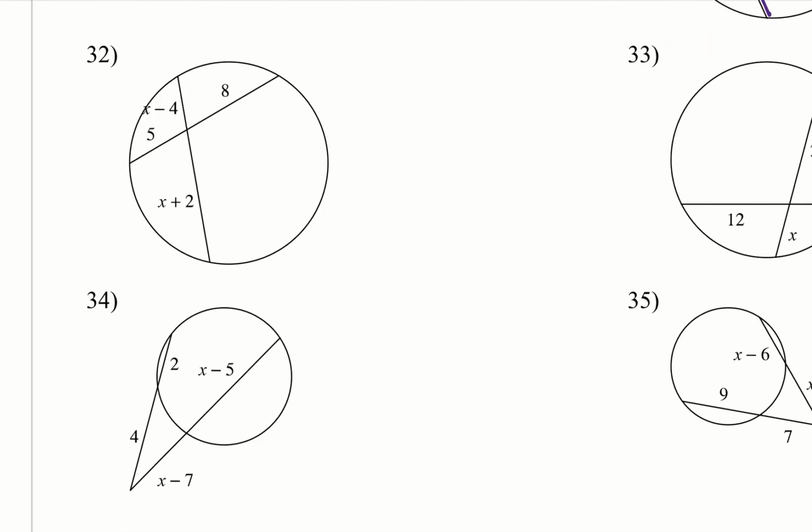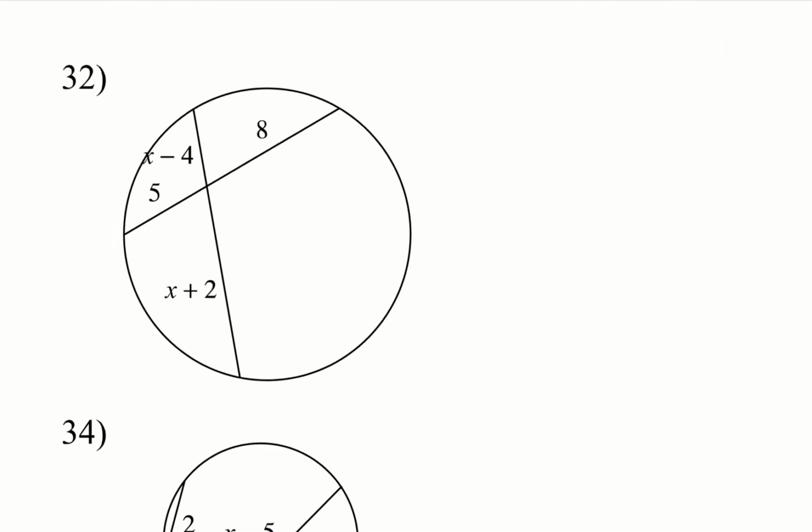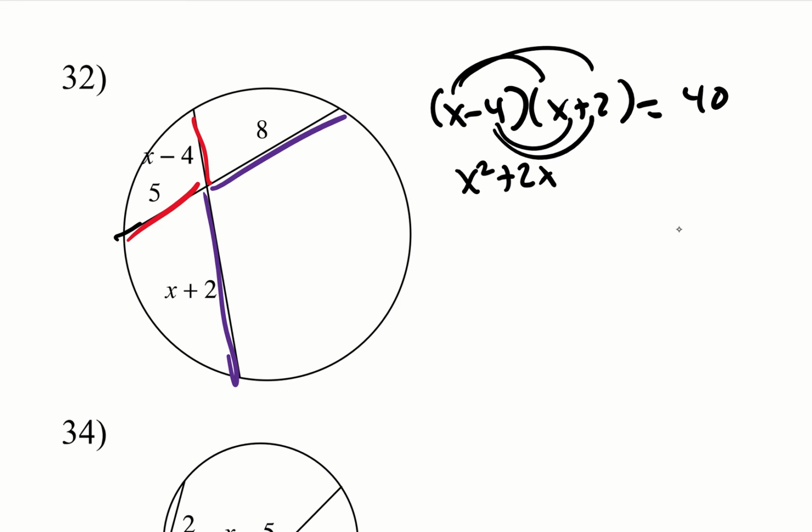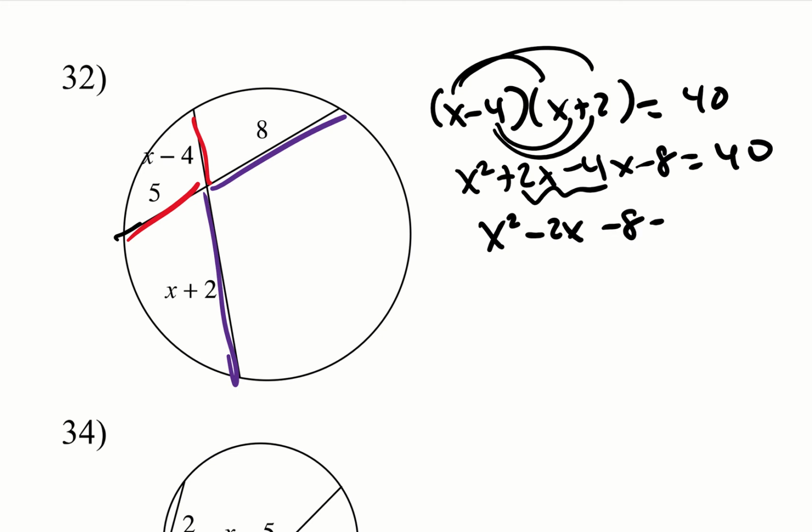All right, so here, we're going to do the same thing. Red times purple equals red times purple. So we got x minus 4 times x plus 2. I'm not going to color code it anymore. We got 5 times 8, which is 40. So we FOIL x squared plus 2x minus 4x minus 8. And that's going to be x squared minus 2x minus 8 equals 40.